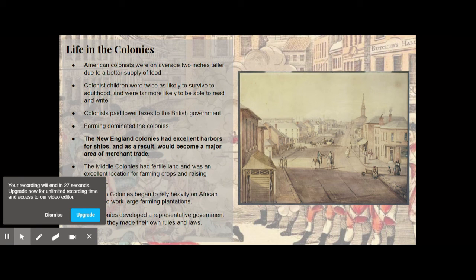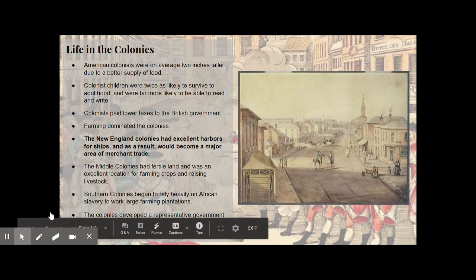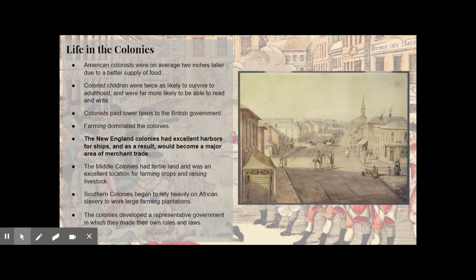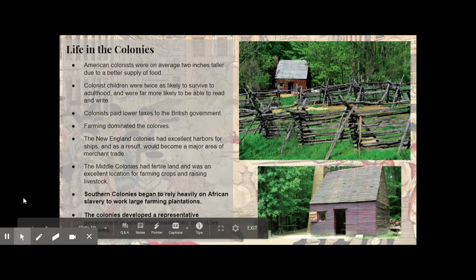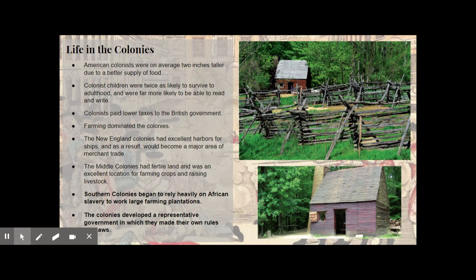Now, the northern colonies would actually start building ships and they would engage in merchant trade, while the middle colonies, those a little bit further south, would engage in farming, primarily grain crops: wheat, barley, and rye. And the southern colonies would rely heavily on African slavery. The cool thing is that all the colonies, for the most part, develop a representative government where they're allowed to make their own rules and vote.